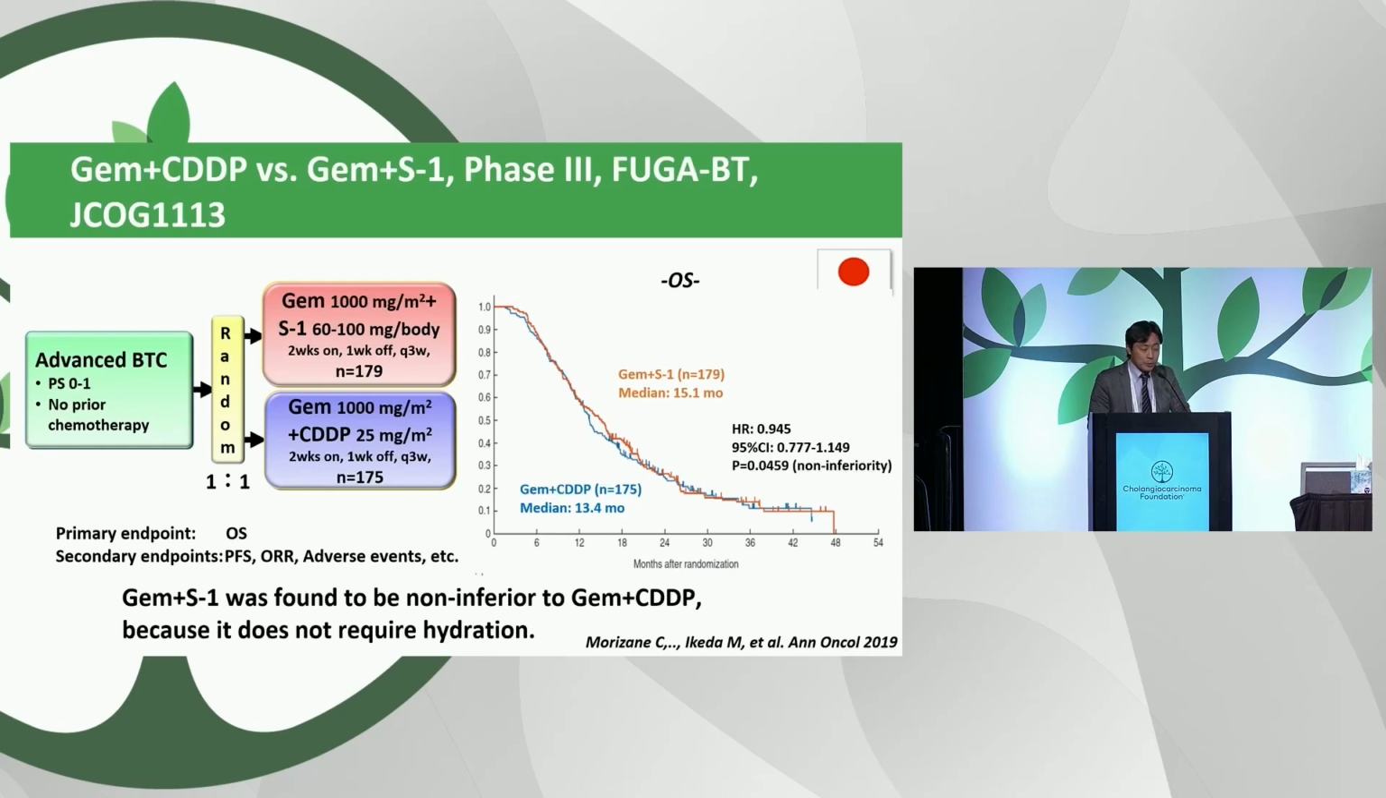The next two trials were non-inferiority trials of fluoropyrimidine-containing doublet regimens. First one is the FUGA-BT, JCOG 1113 trial. This is a phase 3 trial of GEM-CIS versus GEM-S1. You can see the Kaplan-Meier curve is quite identical between both arms. So GEM-S1 was found to be non-inferior to GEM-CIS, and it does not require hydration.